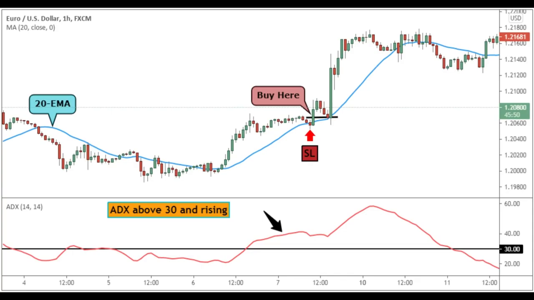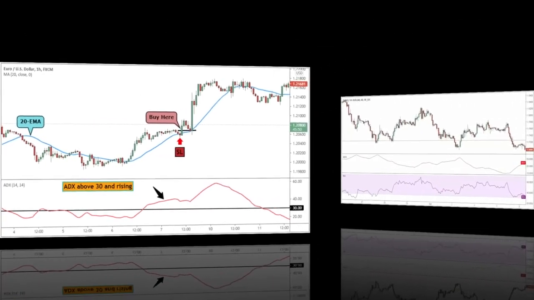Number 1, ADX must cross above 30. This will signal a strong trending market. Number 2, wait for the price to retrace to the 20 EMA. Number 3, when the price touches 20 EMA, place a buy above the high of the previous bar. Number 4, place SL below the newly formed swing low.